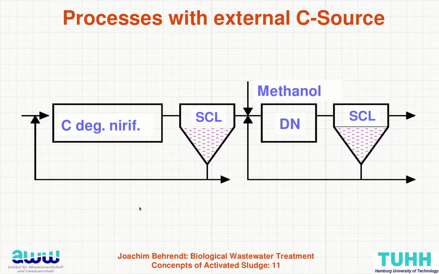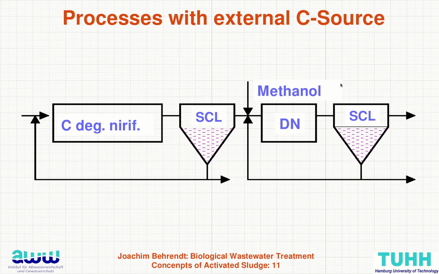Then we have other ideas. You can separate the processes. You can make a denitrifying wastewater treatment plant and make a post-nitrification, for example, with an activated sludge process. But in this case, you need as well to add methanol. So you will not do this in this form. You will use high performance reactors for the denitrification.